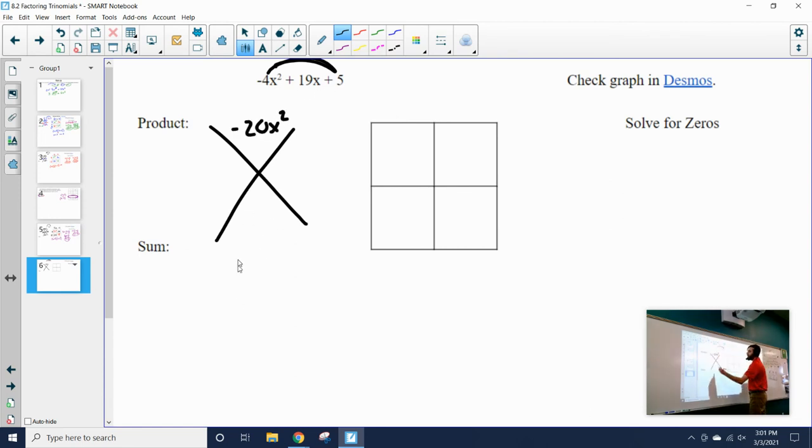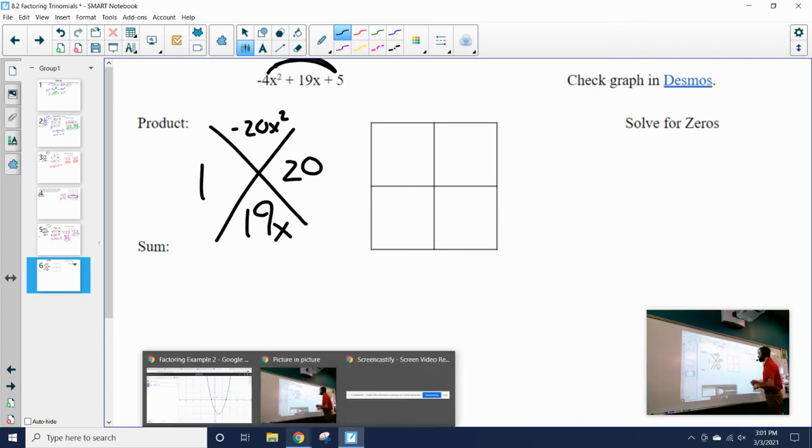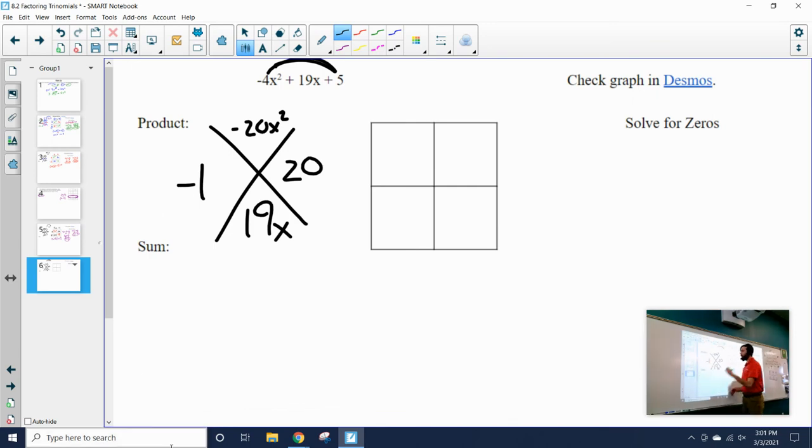I know 19 needs to go in the bottom number, and so I need to think, what two numbers multiply to give me negative 20 and add to give me 19? Well, the numbers that multiply to give me negative 20 are 2 and 10, 4 and 5. Do any of those combine to give me 19 though? Unfortunately not. But we can try 1 and 20 multiply to give me negative 20 if my 1 is negative.